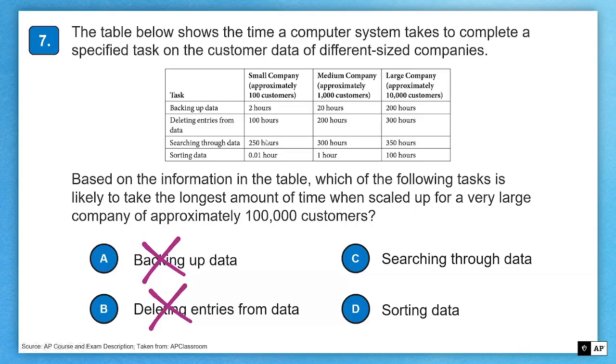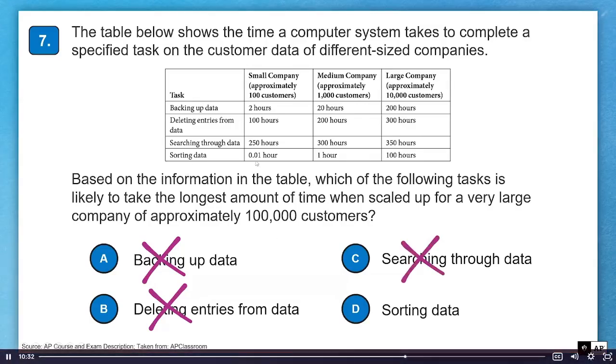Searching through data goes from 250 for small to 300 for medium to 350 for large. Again, it went up on a linear level of just 50 hours, even though I went up 10 times that in customers. So that's not going to take that much more.